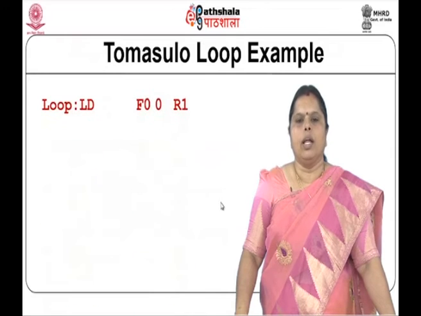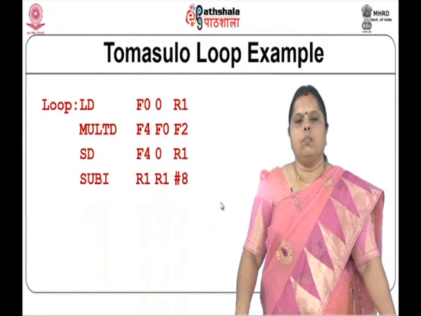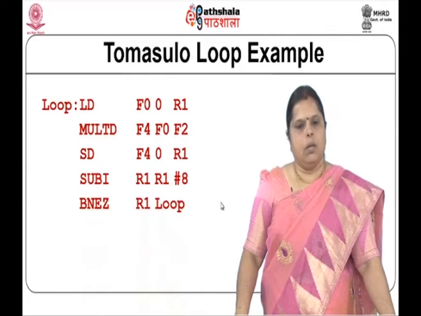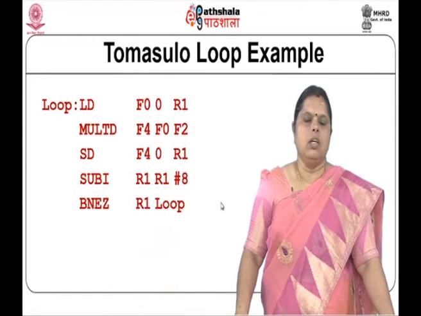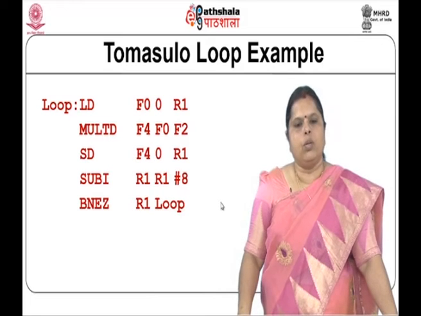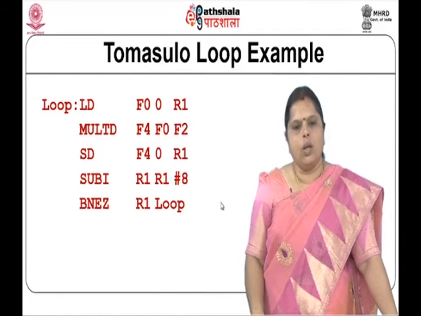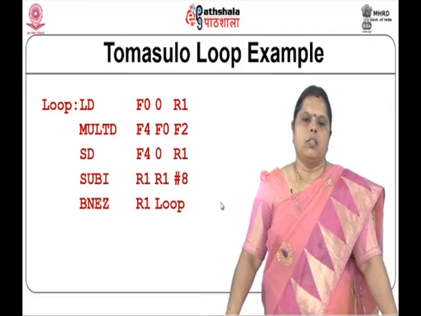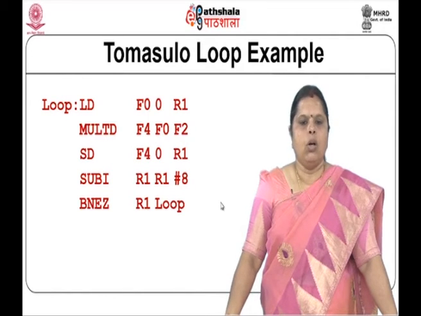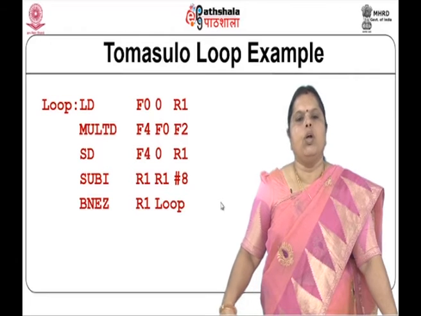So, now we look at an example with a loop, because the previous module we just looked at an example which has only a basic block without any branches. But you know, branches are very frequent in a program. About 20 to 30% of your instructions are normally branches. So, you cannot exploit too much parallelism if you are only looking at a basic block. So, you will definitely have to look at going beyond your basic block.